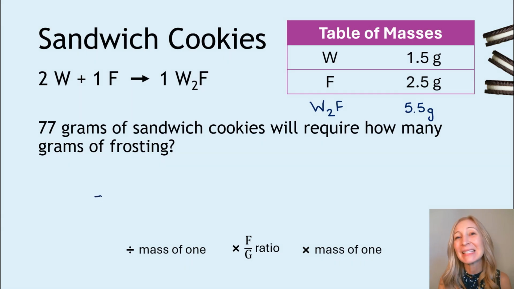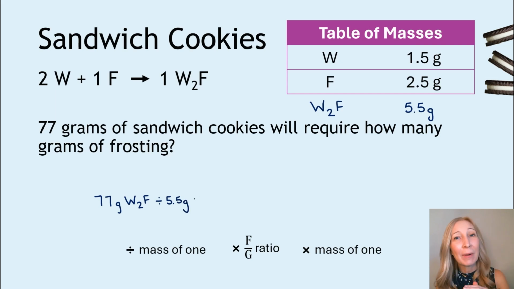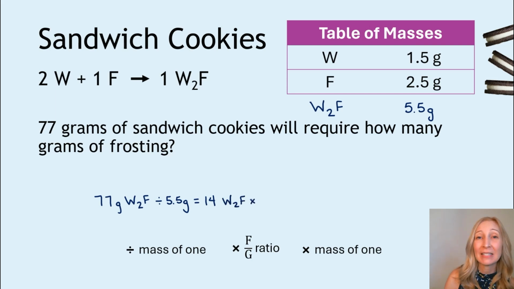If I need to make 77 grams of sandwich cookies, the first thing I need to do is find out how many sandwich cookies that is. I will do this by taking 77 divided by the mass of one sandwich cookie, which is 5.5 grams. Now I know I'm going to be assembling 14 sandwich cookies. Next, I can figure out how many frostings I need because that's what the question is asking about. That's easy. This is a 1-to-1 ratio of sandwich cookies to frostings.